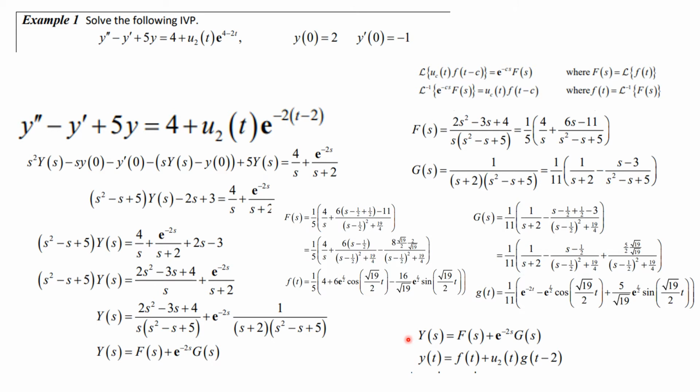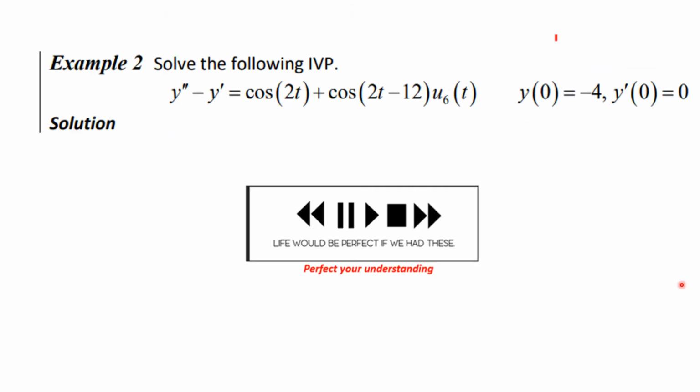Now let's return to the problem we're really trying to solve. This is what our y of s was moments ago, and so y of t is going to be f of t, which you see here, plus a Heaviside function shifted by 2, times g of t minus 2, which is going to be 1 over 11 e to the minus 2 times t minus 2 — this is e to the (t minus 2) over 2 cosine of root 19 over 2 times (t minus 2), plus 5 over root 19 e to the (t minus 2) over 2 sine of root 19 over 2 times (t minus 2). That's the solution.